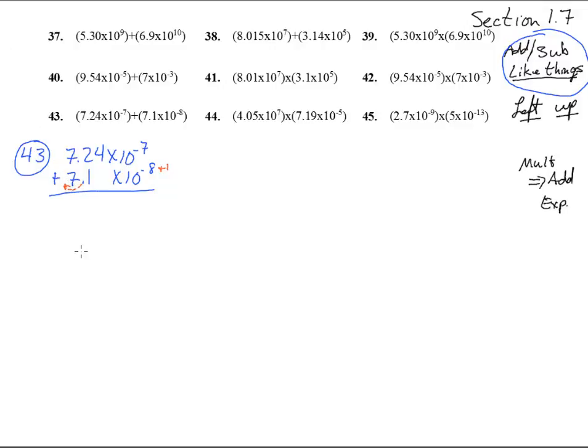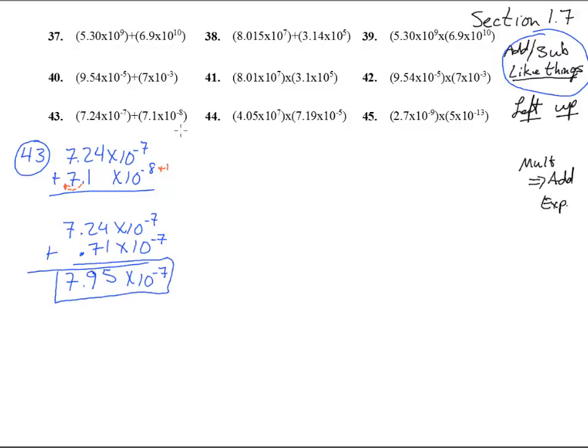So the actual problem that we have is 7.24 times 10 to the negative 7 plus 0.71 times 10 to the negative 8 plus 1 is negative 7. So that becomes a 5. 2 and 7 is a 9 and 7. 7.95 times 10 to the negative 7, and we are now in official scientific notation. Number 44.